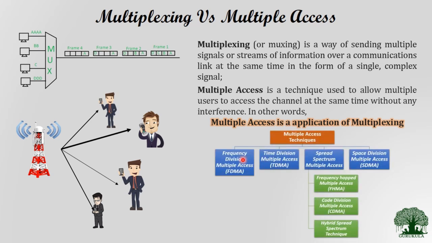As I already said, multiple access can be performed in different types. Multiple access techniques are further classified into four major types: frequency division multiple access, time division multiple access, spectrum multiple access, and space division multiple access. Spectrum multiple access is further classified into three types: frequency hopped multiple access, code division multiple access, and hybrid spectrum technique.